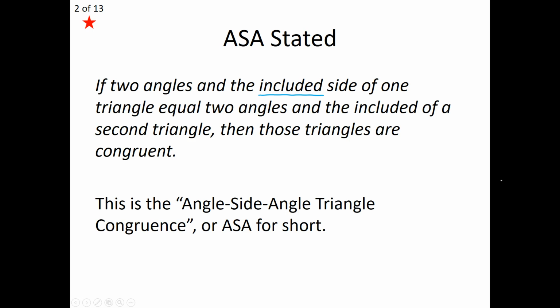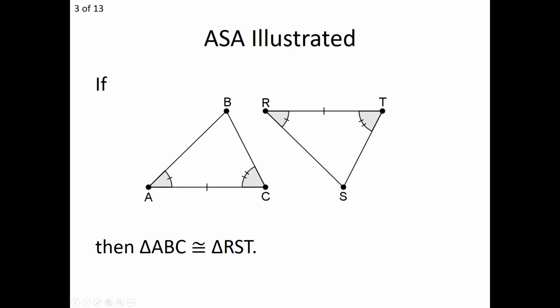Let's have a look at the diagram. So what this theorem states is, if we have triangle ABC and triangle RST such that angle A and angle R are equal, angle C and angle T are equal, and the sides in between those, which means they're the included sides, then these two triangles would have to be congruent. So notice that AC and RT are marked as congruent.